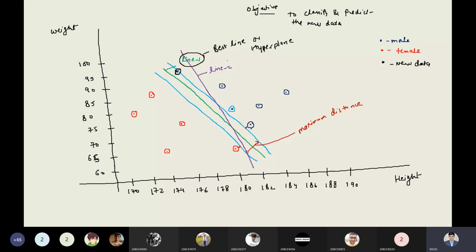Now come to the point. Can you tell me which data point it will be? First, we can say this would be the support vector, because this is the only data point which is close to our hyperplane. Tell me, yes or no.